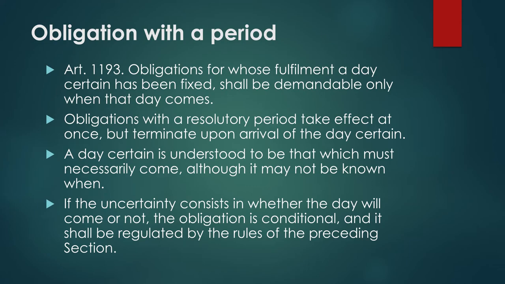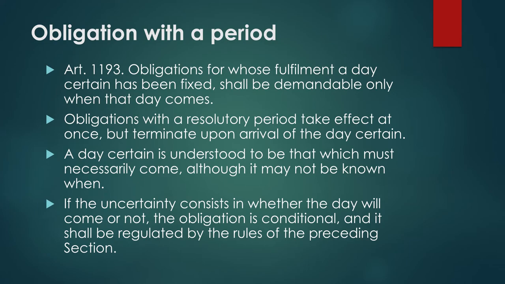Okay? A day certain is understood to be that which must necessarily come, although it may not be known when. If the uncertainty consists in whether the day will come or not, the obligation is conditional. Okay? And it shall be regulated by the rules of the preceding section. Because this one, it's resolutory condition. If the uncertainty consists in whether the day will come or not, the obligation is conditional, not with a period.